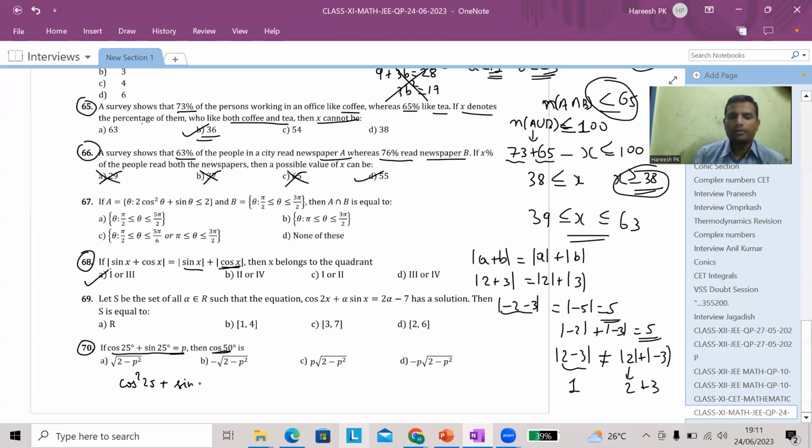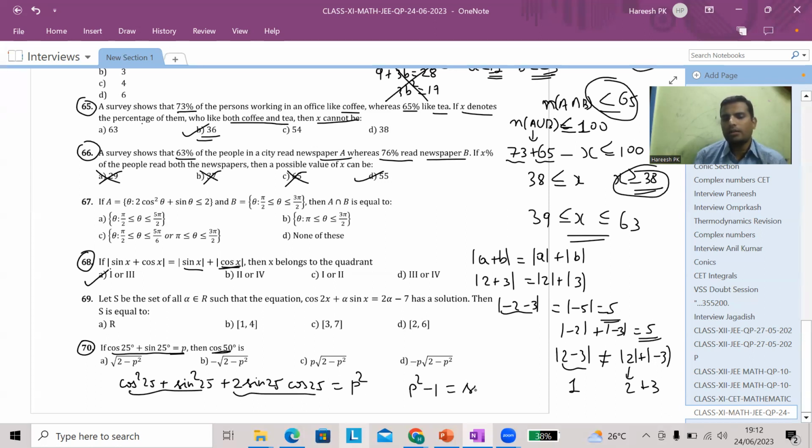a square plus b square plus 2ab is equal to p square. So cos square plus sin square is 1. So I'll take this 1 to the other side. So I'll get p square minus 1 is equal to 2 sin theta cos theta.